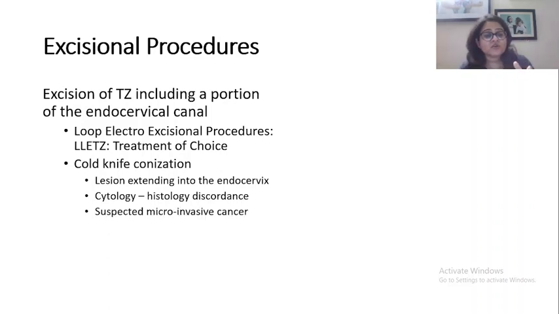Or you suspect cancer, or it is recurrent disease. A patient comes with recurrence despite a LETS; she again comes with an abnormal cell. Then you do a cold knife conization, or you can do a laser conization. So I'll just show you the pictures.